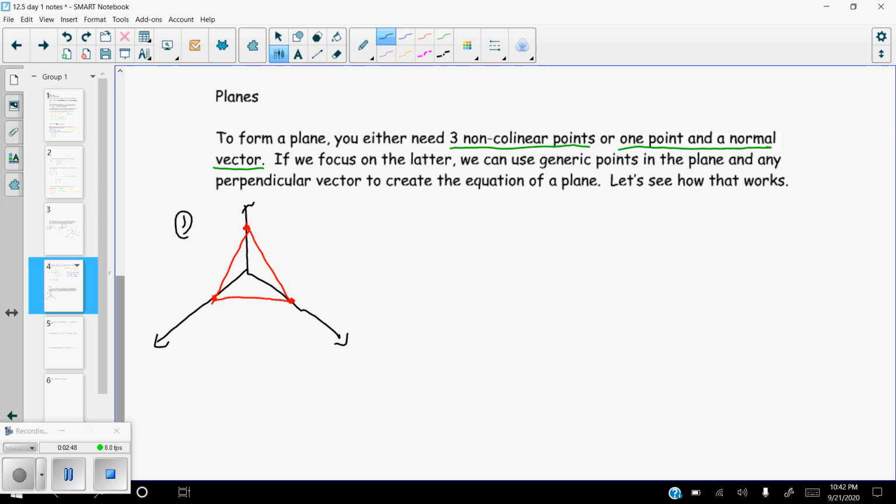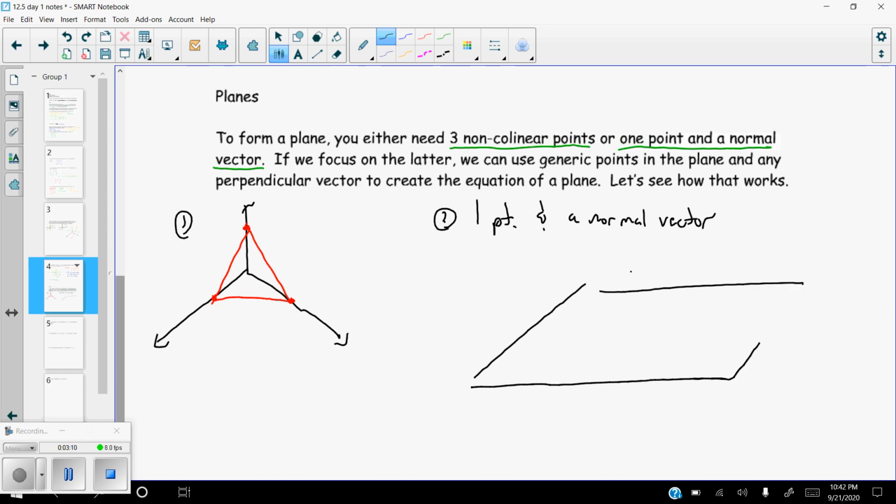The other method, number 2, is if you have 1 point and a normal vector. So let's take a look and see how that one works. The first thing I'm going to do is sketch a plane down here, or at least do my best to sketch something that resembles part of a plane. Something like that should be okay.